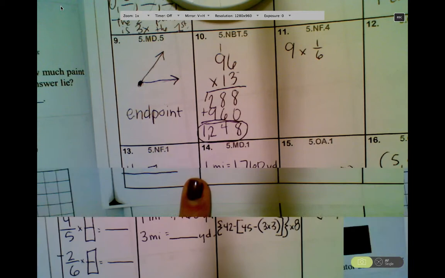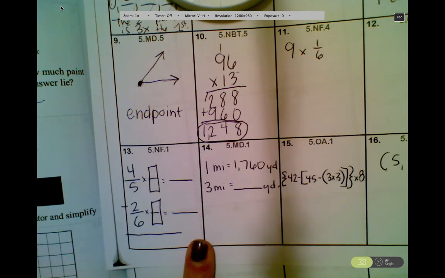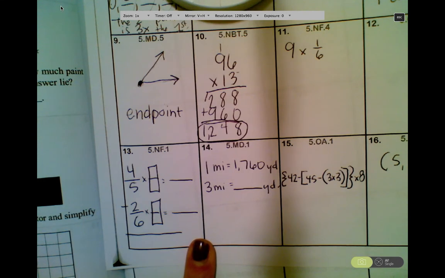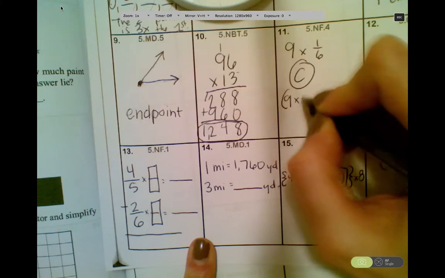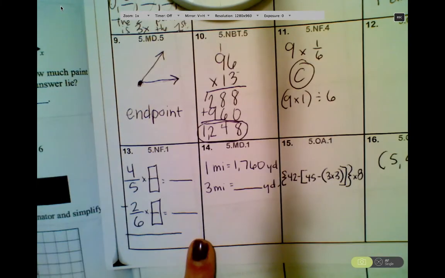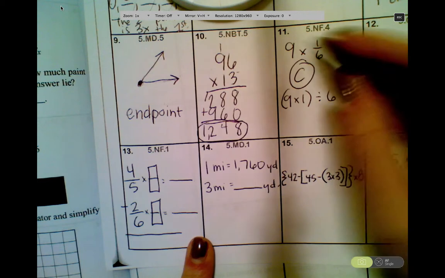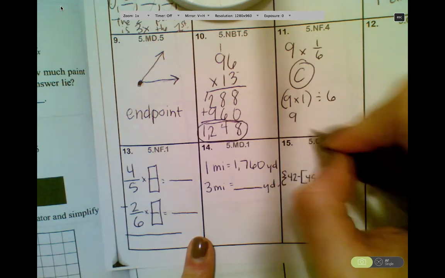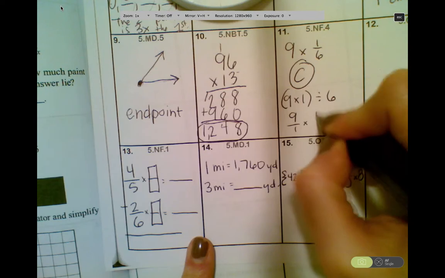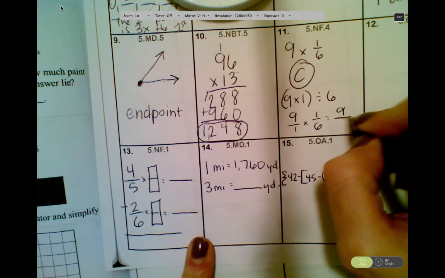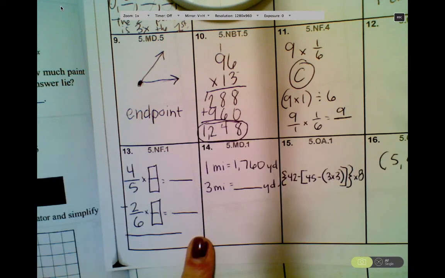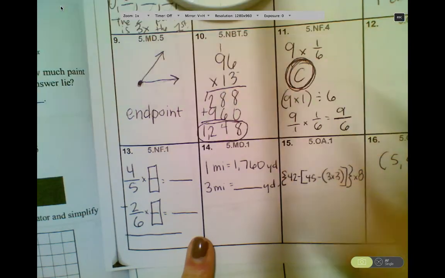Number 11. Which of these is another way to express 9 times 1/6? Your answer here is C. 9 times 1 divided by 6. Because when you are multiplying a whole number times a fraction, what you're really doing is multiplying 9 times 1, and then your fraction bar is a division symbol, and you're dividing it by 6. So your answer was C.